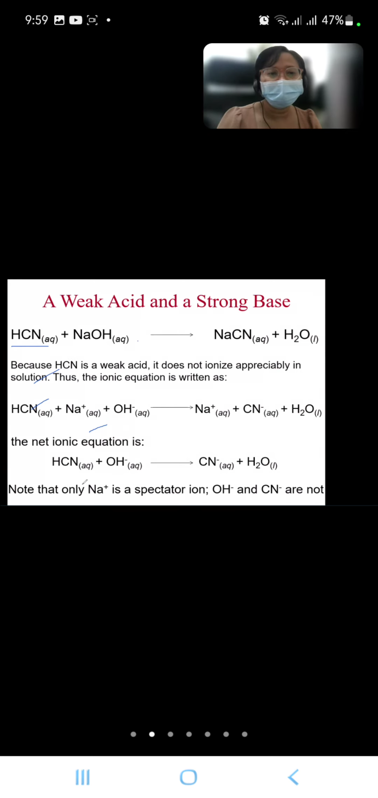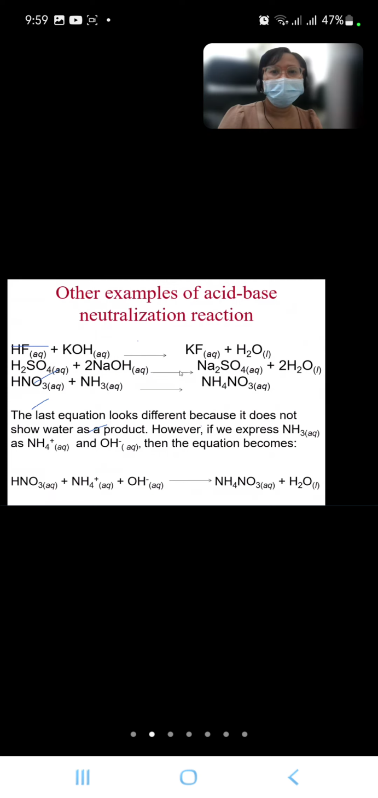So for our net ionic equation, cancel the spectator ions, sodium ion lang, no? So ang nabilin is hydrocyanic acid and hydroxide ion. Then sa right side, you have the cyanide ion and water. Okay, so only sodium ion is our spectator ion. Other examples of acid-base neutralization is the reaction between hydrofluoric acid, also a weak acid, and a strong base, potassium hydroxide. So here the products are potassium fluoride and water.